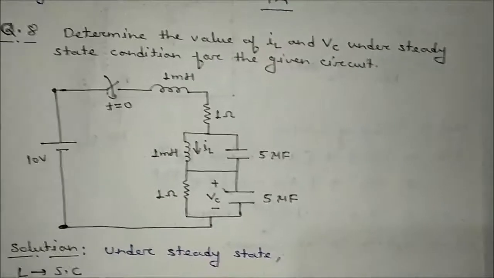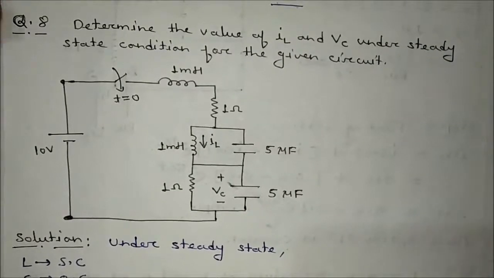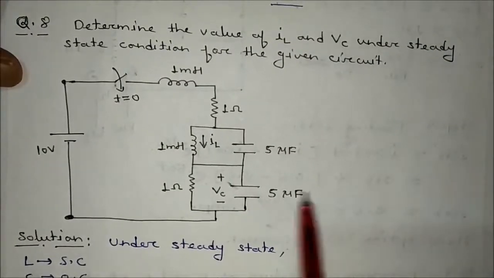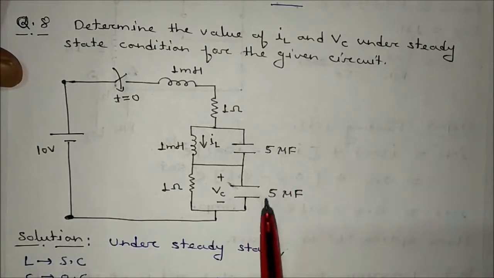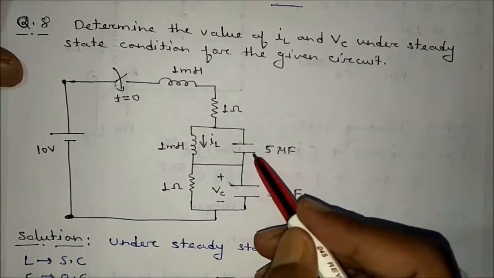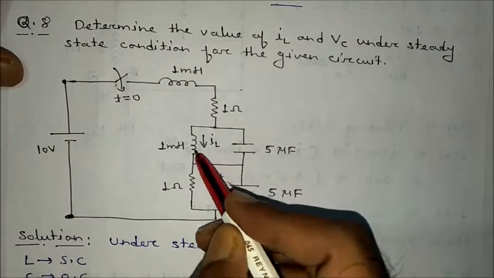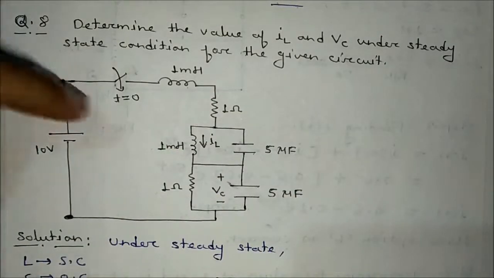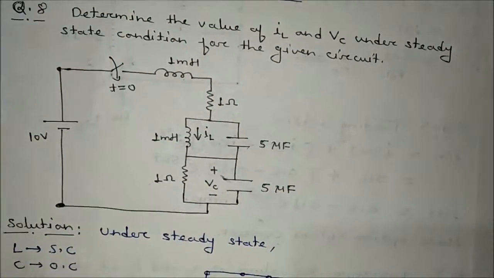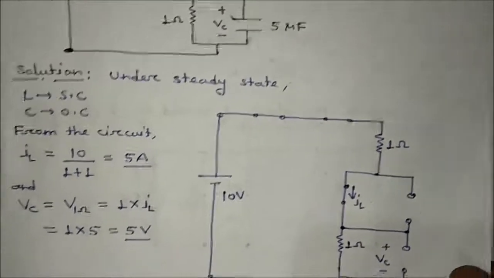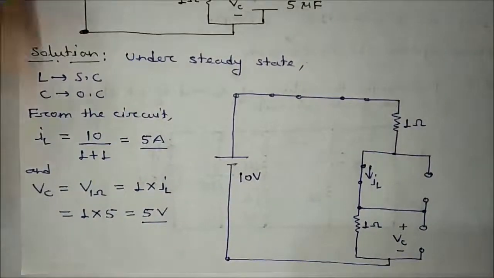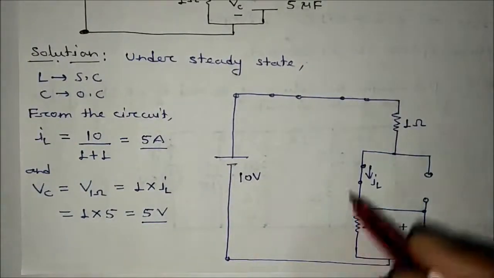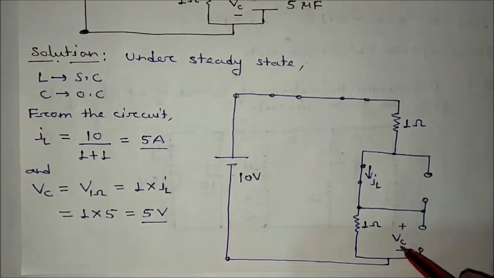Okay, so next one is the last problem under this category. It is asking about IL and VC under steady state condition for the given circuit. Under steady state means this will be open, this will be open, this will be shorted, this will be shorted, this will be shorted. So at t equal to infinity, the switch will be closed. So drawing the circuit under steady state condition, the circuit will look like this. We have to calculate this IL, and this is VC.